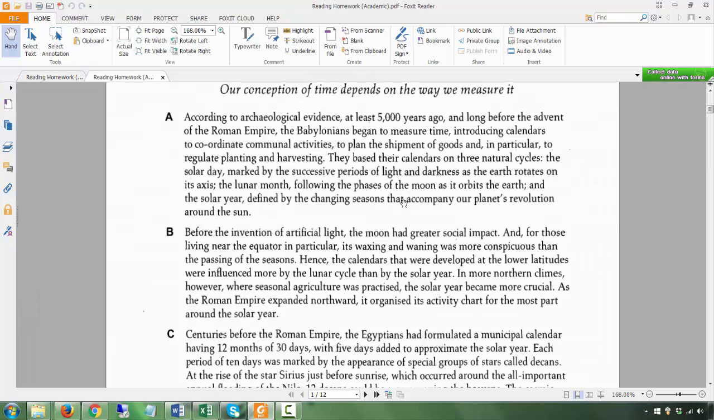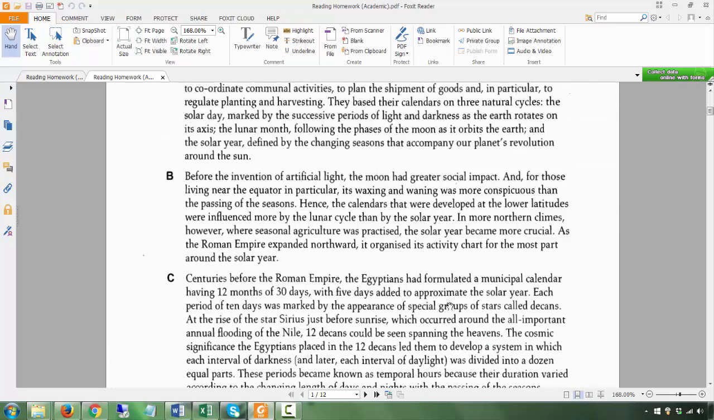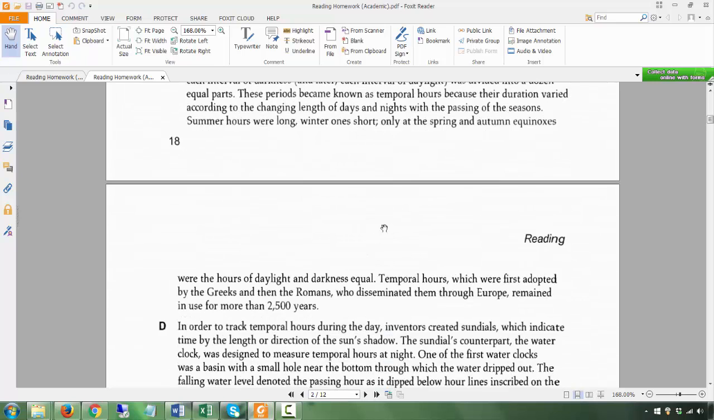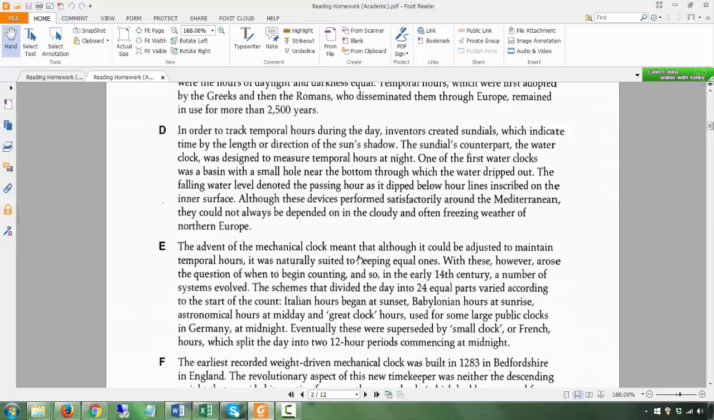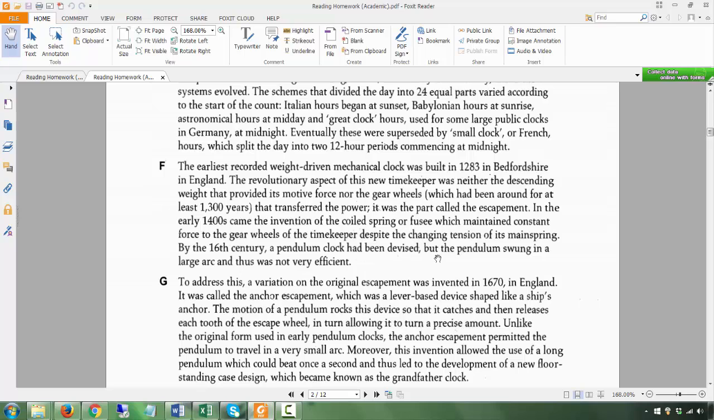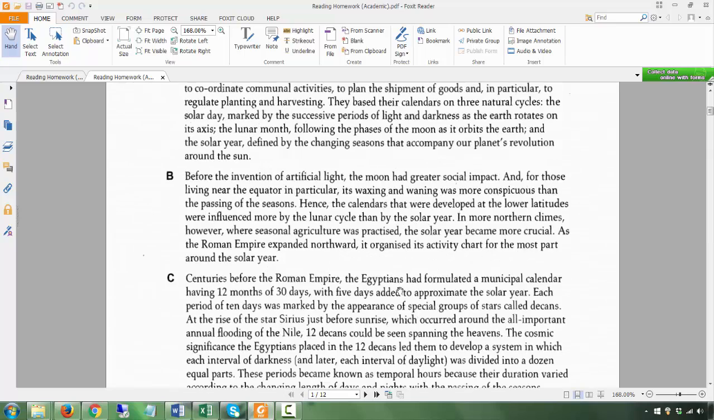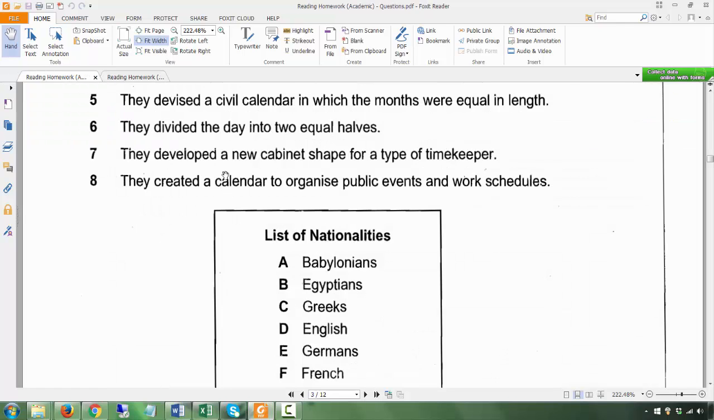So we have to find where Egyptian is mentioned. There's one Egyptian, here. Maybe throughout this passage there are other instances of the word Egyptian, I'm not sure, but at least that is there. It says Egyptians had formulated a municipal calendar having 12 months of 30 days. Let's go back to the question: devised a civil calendar in which the months were equal. Now, 12 months of 30 days each, the months were equal.